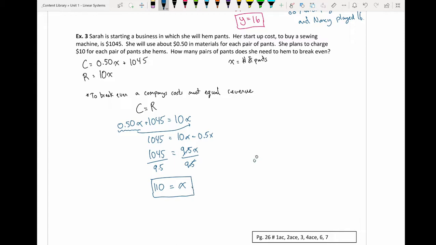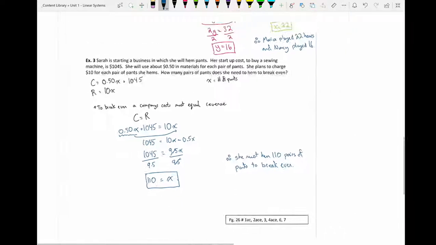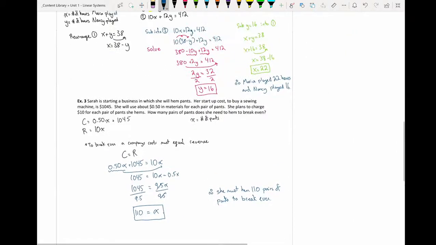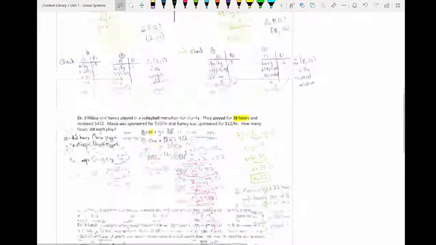So in this case, therefore, she must hem 110 pairs of pants to break even. And if you wanted to, you could take this value and plug it back in to see at what dollar amount she breaks even, or how much money she needs to make to break even based on that number of pants. But again, in this example, the key thing is learning how to solve by substitution.